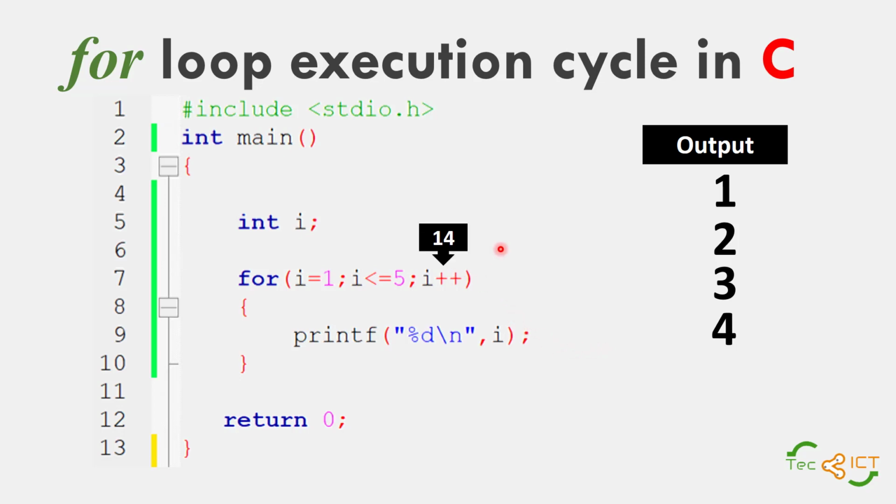Then again, incrementation. Now I becomes 5. The condition is to check whether 5 is less than or equal to 5, which is true. Then again the loop body is executed and it prints the value of I, which is 5.